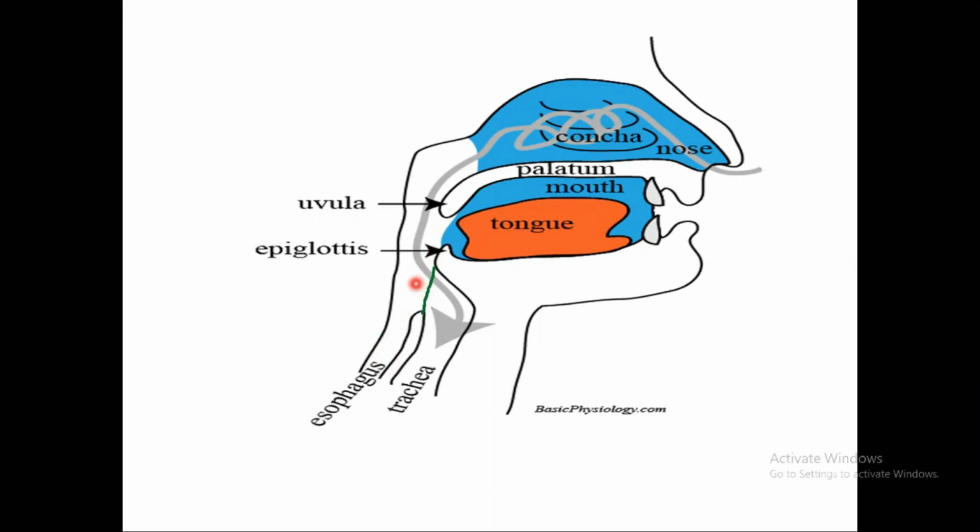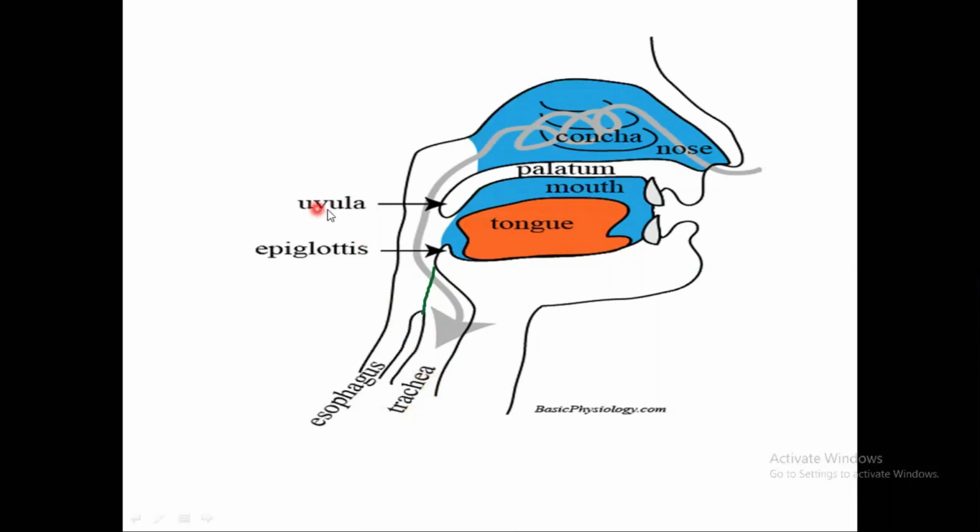So what happens if we talk while having food? Yes, this epiglottis opens. That means parts of the food particles reach the trachea and it causes what happens? We will not get air. That air does not reach the lungs and ultimately it leads to death.